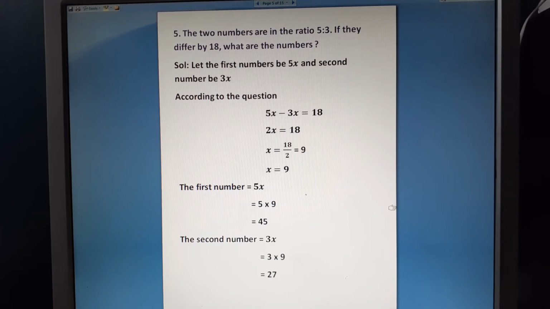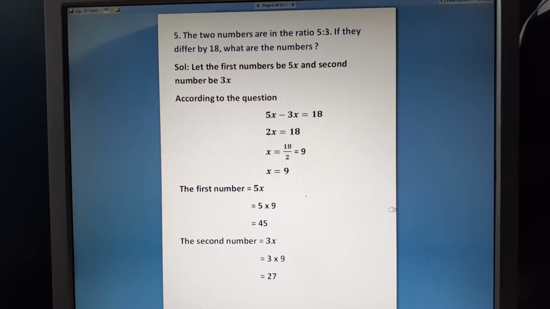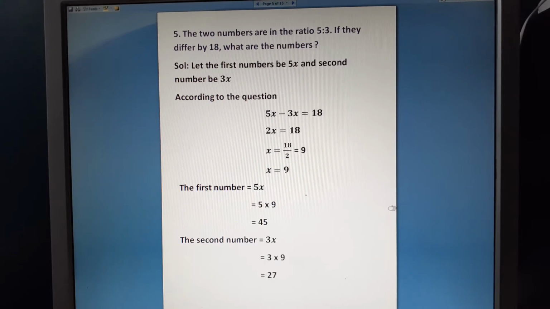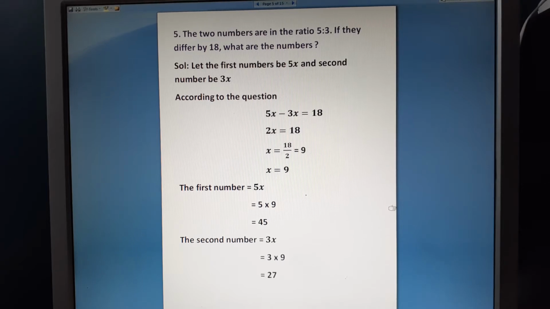So the first number is 5x, that is 5 into 9, that is equal to 45. The second number is equal to 3x. Substitute the x value in 3x. We get 3 into 9, that is equal to 27. Finally, the numbers are 45 and 27.